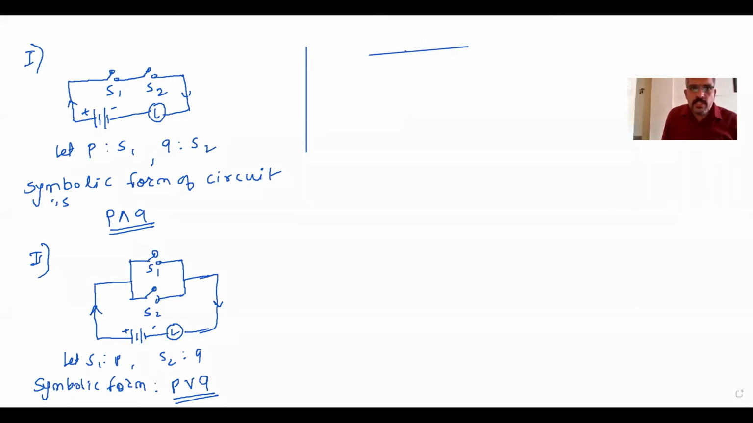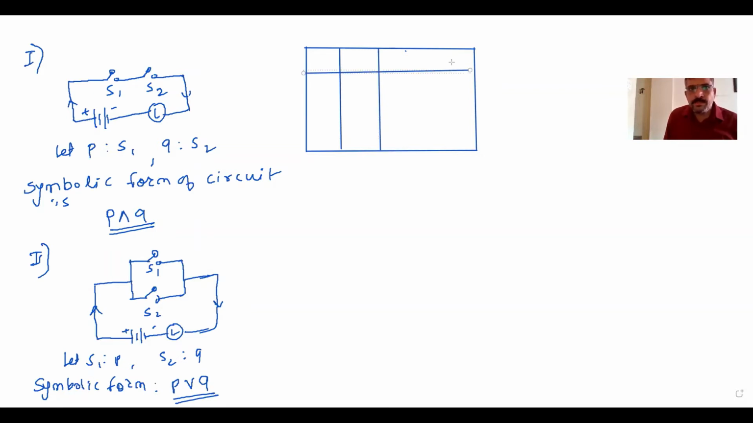studied in our previous lectures, how to make the truth table. Here I am making the truth table of the first circuit. Suppose this is input S1, this is input S2, and the last column is the output of the circuit. This is S1 meaning P, this is Q, and the last is P and Q.